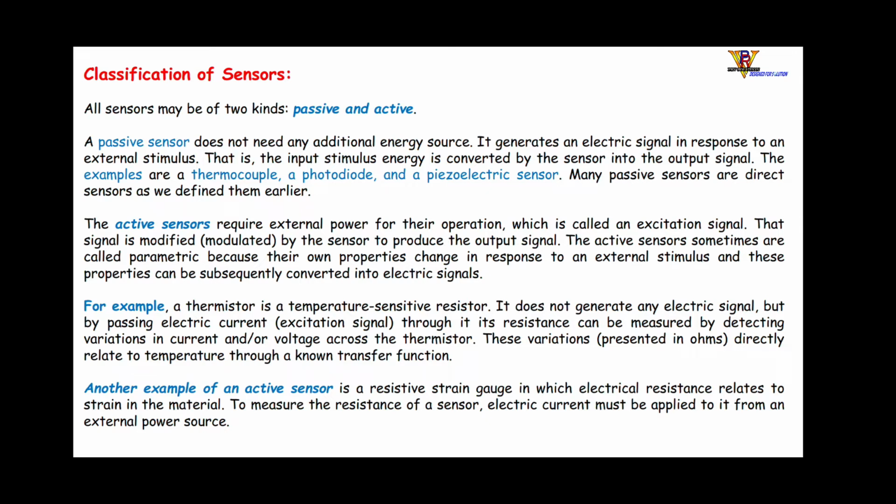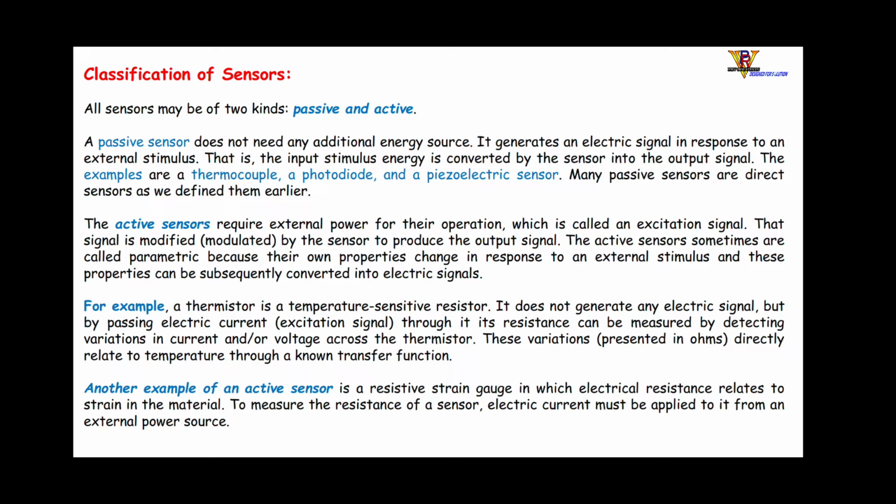Active sensors require external power for their operation. Active means there must be an external power source, which is called an excitation signal. So they require an excitation signal. That signal is modified, or the second term we can use, modulated, by the sensor to produce the output signal. This means the external signal is manipulated by the sensor to produce the output signal.